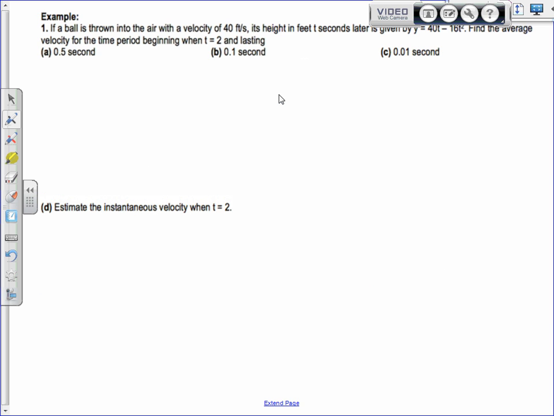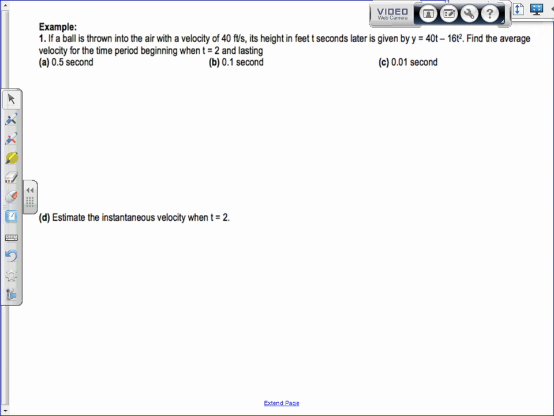All right. So it says if a ball is thrown into the air with a velocity of 40 feet per second, its height in feet t seconds later is given by y equals 40t minus 16t squared. So we'll get to the point later where we can come up with this formula, so we don't always need to be given it. So find the average velocity for the time period beginning when t equals 2 and lasting for 0.5 seconds.